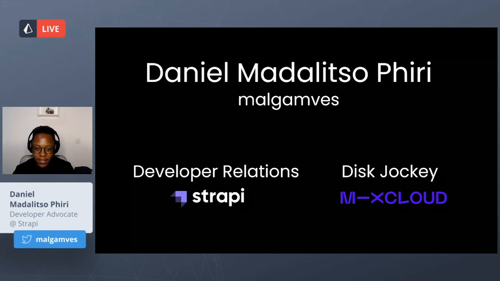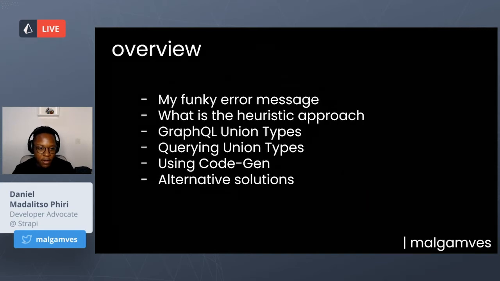All right, that's it. So a bit of an overview as we go through this talk. I'll be looking at the funky error message that inspired this talk. We'll be looking at what exactly the heuristic approach is. We'll be looking at GraphQL union types, a very general overview of them. We'll be going through querying union types and then using codegen. And then, as of a few months ago, there are alternative solutions. So we'll be looking at what those look like.